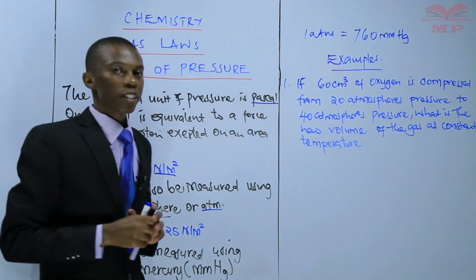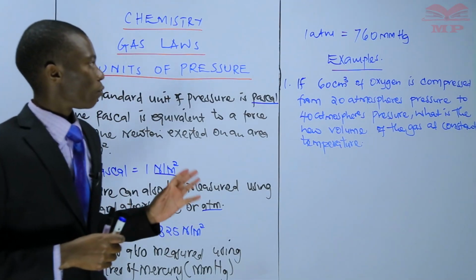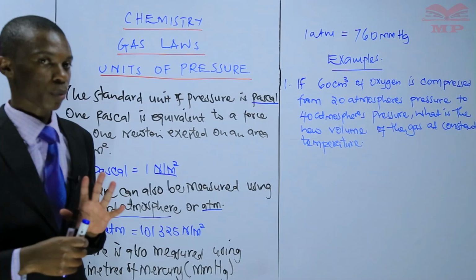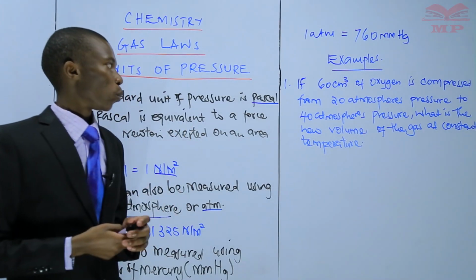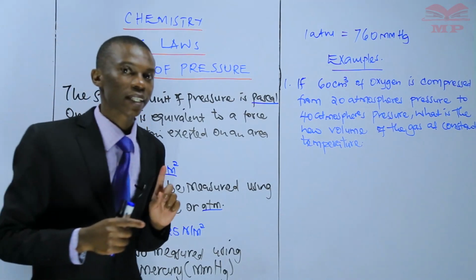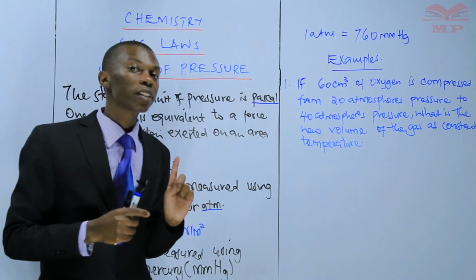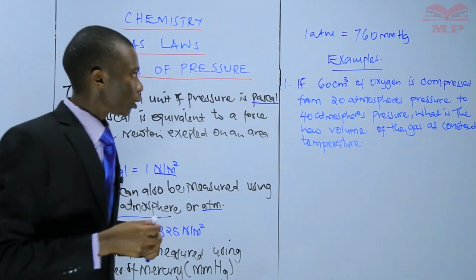So if 60 centimeters cubed of oxygen is compressed from 20 atmospheres pressure to 40 atmospheres pressure, what is the new volume of the gas at constant temperature? So temperature must always be constant. Let's do the question.